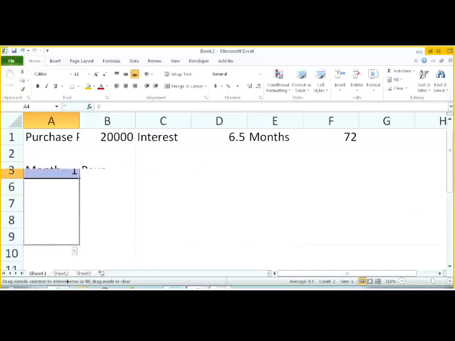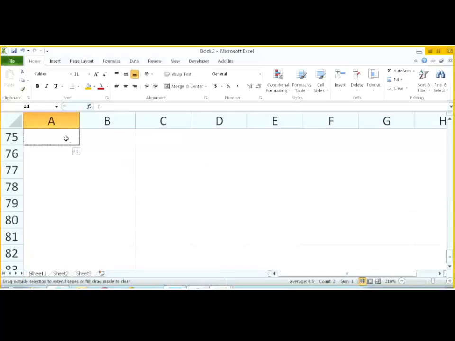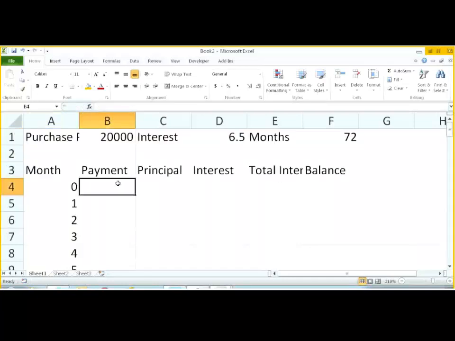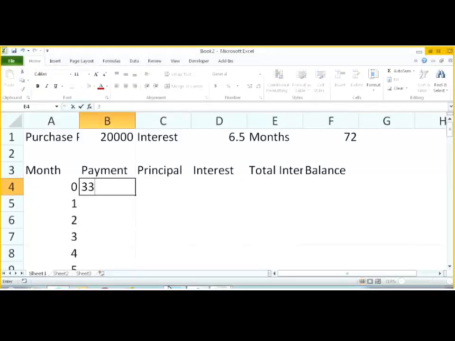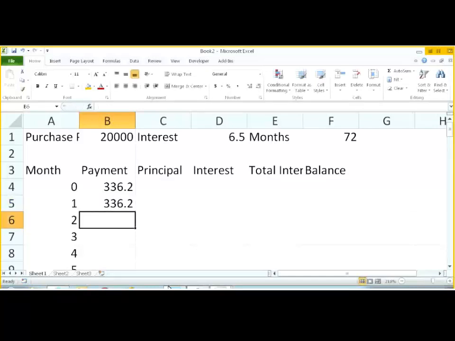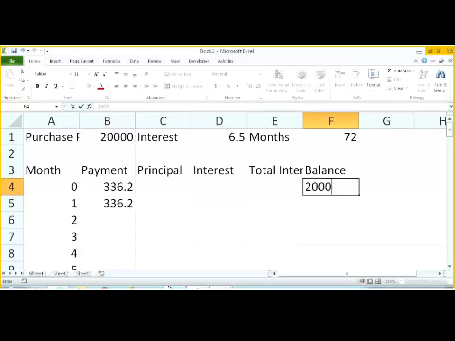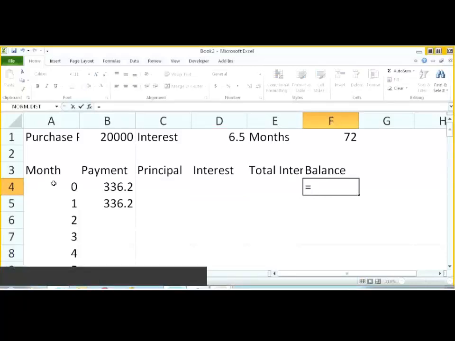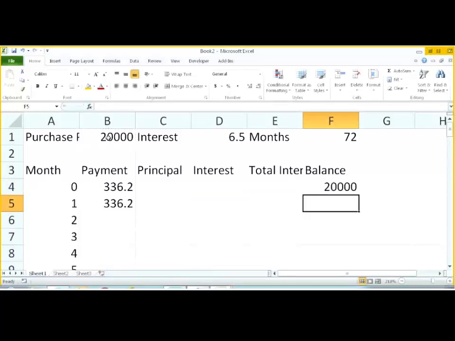Okay. So I have to copy this down until I have 72 months. And so I got to go one more. 72. Okay. So that's the monthly stuff. Now, my payment was $336.20. So that's going to be the same for every month. So I'll do it for the first 2 months. Okay. Now, the interest, well, first I'll put the balance in here. So the balance is $20,000. So I'll just copy this number into there. So you start with $20,000.